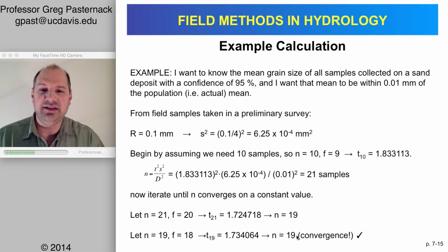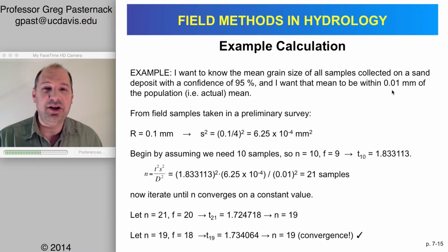So this means that in order to know the mean grain size of the samples with a confidence of 95%, and to be within 0.01 millimeters, I have to collect 19 samples. See, that's a pretty useful, practical skill I've just given you that you can use in your professional career.